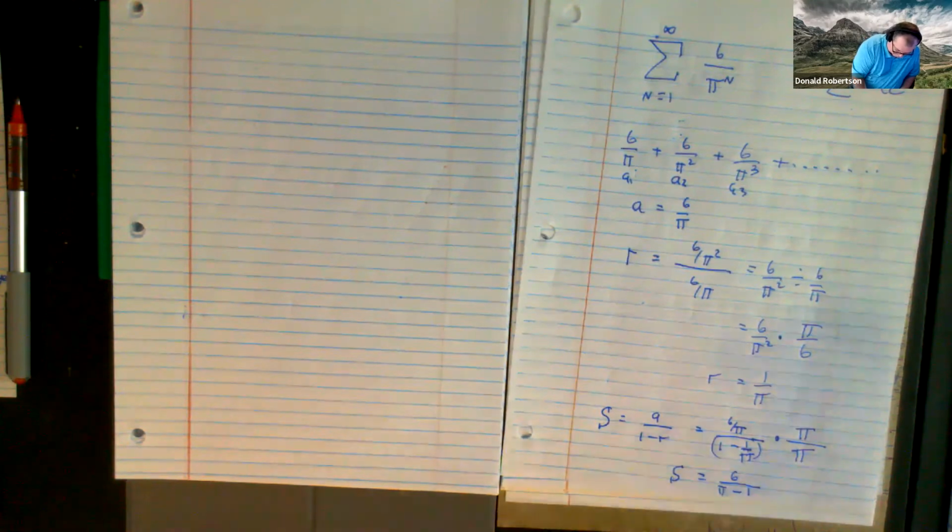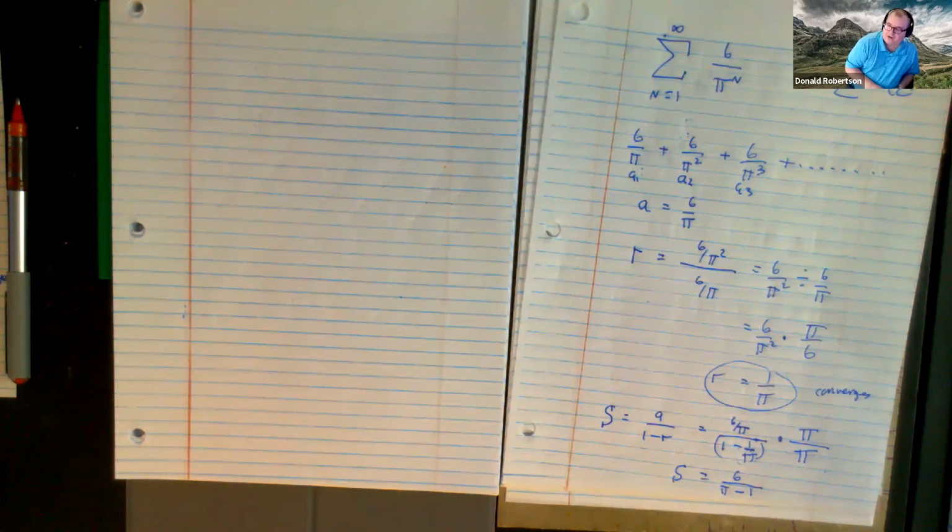So the common ratio ends up being 1 over pi, which is why it converges. And then a over 1 minus r is a is that guy, 1 minus r, which is that guy. And that's a really ugly answer. So to do the style points, I just multiplied it by a special version of 1, in this case pi over pi. And that gets me 6 on the top and pi minus 1 on the bottom, and that would be the best looking answer you could get. So this one converges to that.